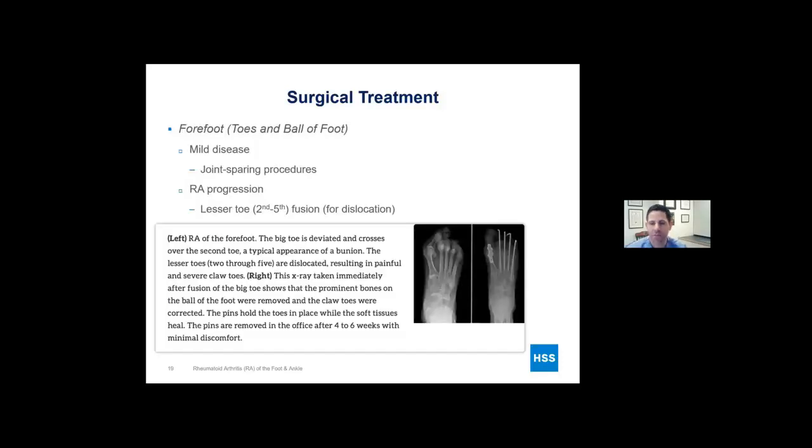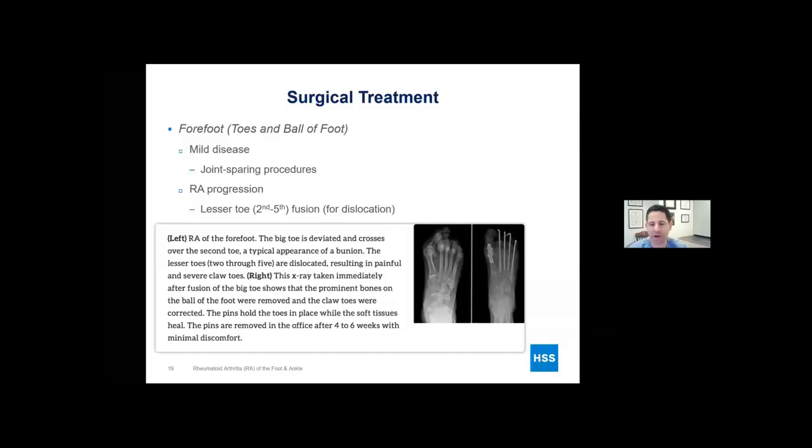The choice of treatment for patients with a bunion or lesser toe deformities, such as hammer or claw toes, again, lesser toes are the second through fifth toes, depends on a number of factors. If the disease is very mild, joint sparing procedures that preserve motion can be considered. The decision is dependent on the medication the patient is taking and the amount of damaged cartilage that is present. A fusion of the great toe may be recommended despite the fact the bunion is very mild.